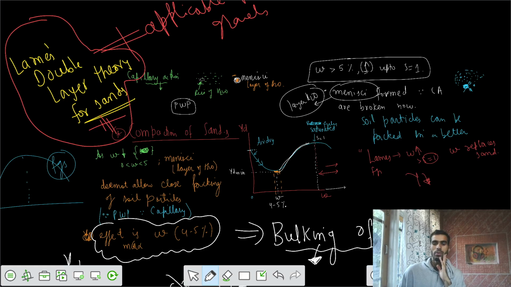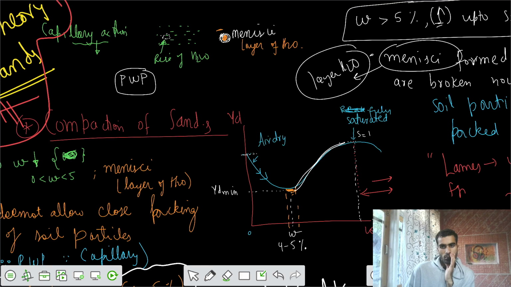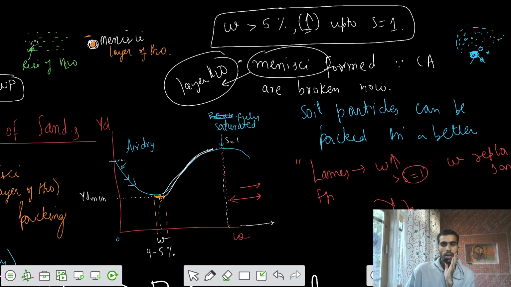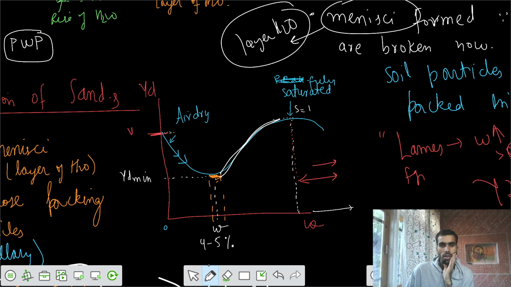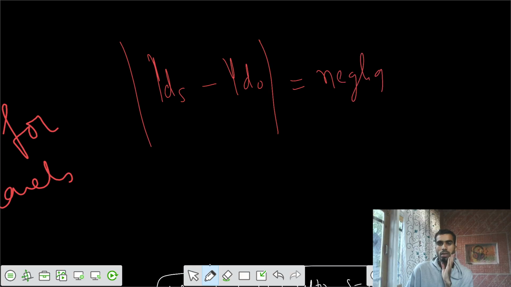So that's your compaction of sands, and the concept given by Lamb is okay. Now we can observe that we have two different values of gamma dry maximum. Let's say we got some value of gamma dry 0, and we have gamma dry s, and they are almost the same. If I take the difference, gamma dry saturation minus gamma dry at 0, taking the mod, it is a negligible value.